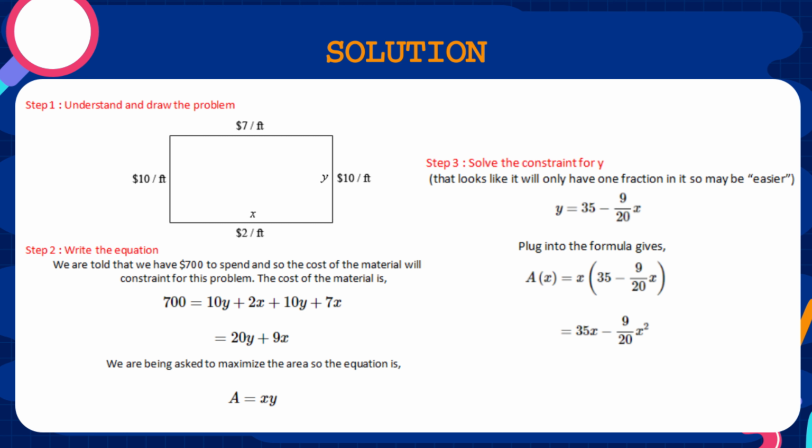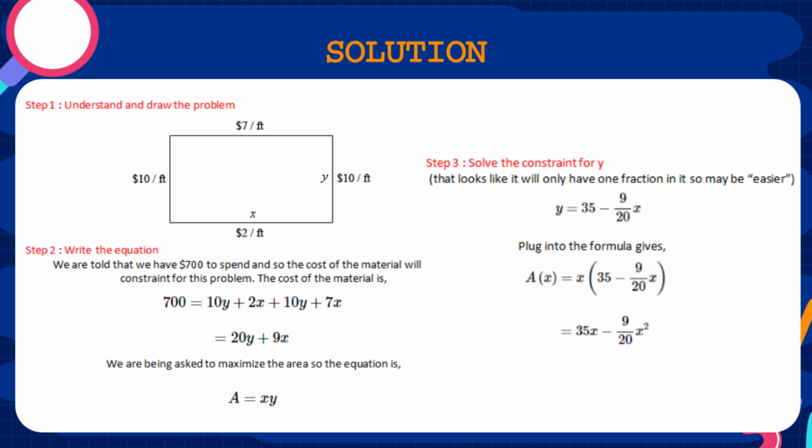Next, we have to write the equation. We are told that we have $700 to spend, and so the cost of the material will be constrained for this problem. The cost for the material is then 700 = 10y + 2x + 10y + 7x = 20y + 9x. We are being asked to maximize the area, so the equation is A = xy.